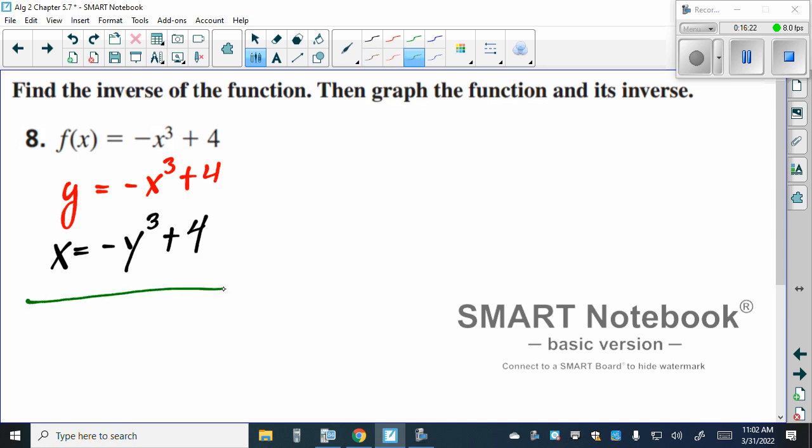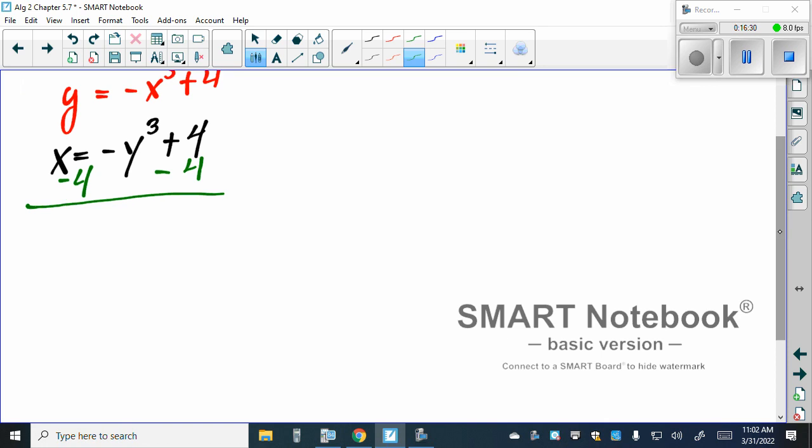Now, once we get here, we would subtract 4 from both sides, telling us that negative y cubed is equal to x minus 4. Then what would we need to do? We need to divide by negative 1 or multiply by negative 1.